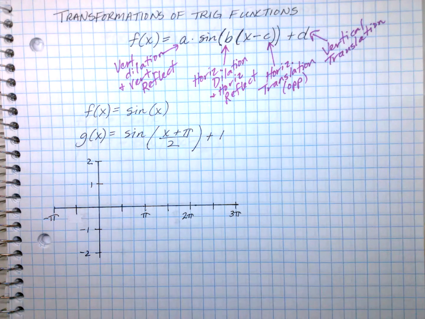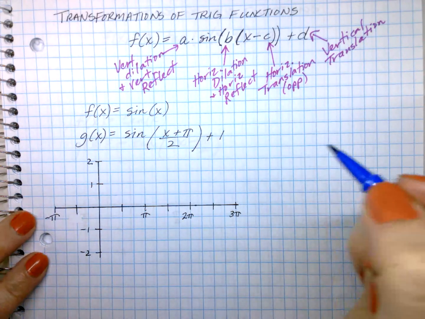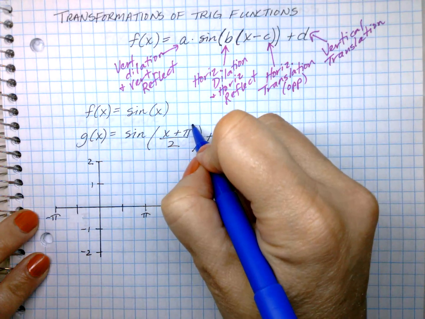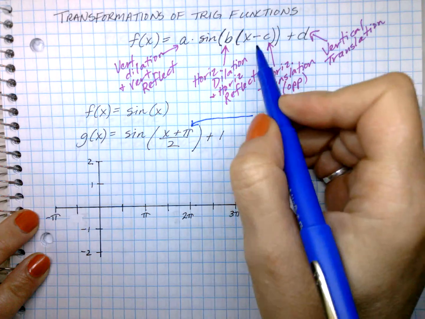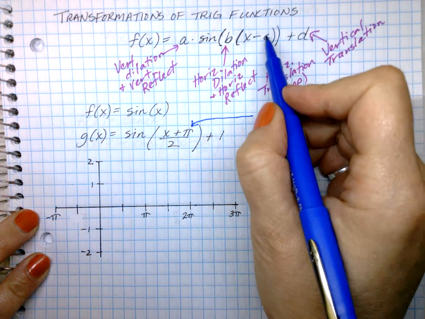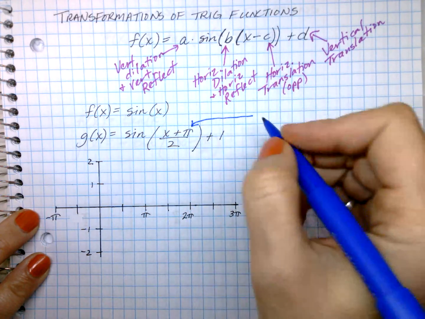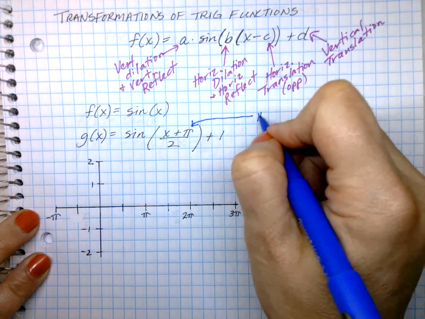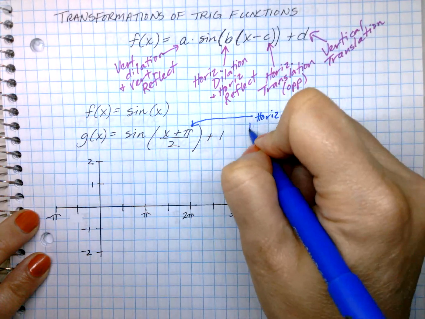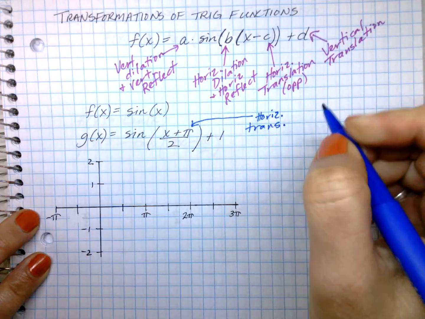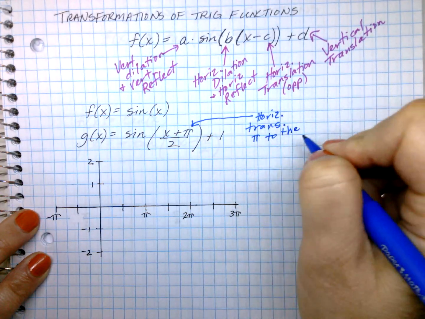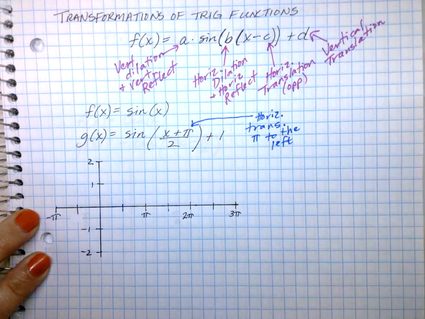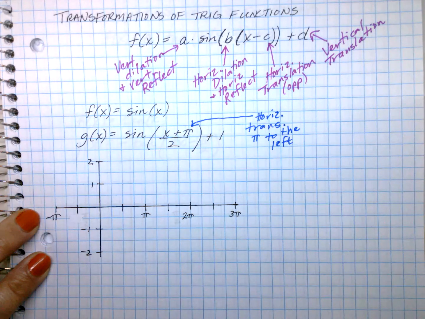All right, we're going to begin with describing what's happening here. So I see this pi, and it's plus, and it's inside the parenthesis. And so that's telling me it's like in the C spot right now. And this says plus pi, which means we're going to move horizontal translation pi to the left, because it should be opposite of what we would expect.